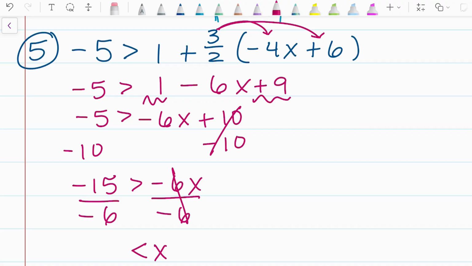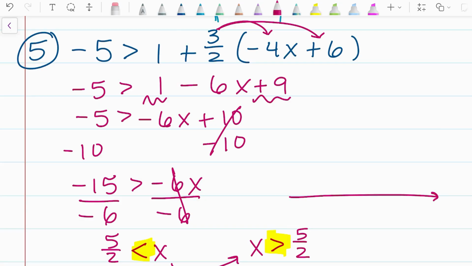15/6 can be reduced. They're both divisible by 3. So this would be 5/2 or 2.5. When I go to put this on my number line, this is the same as x is greater than 5/2. The symbol is still opening on the side pointing towards x. All right, now I'm going to draw a number line. I've got 5/2. I need it to be open, and I'm drawing it to the right. So that is how we solve and graph inequalities.